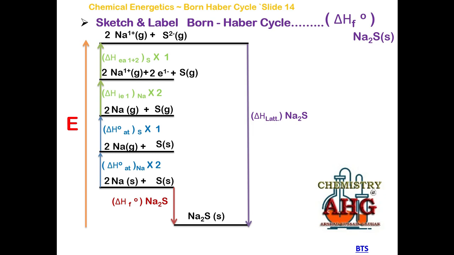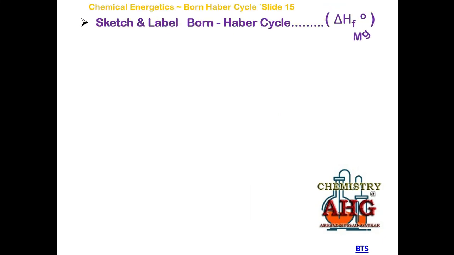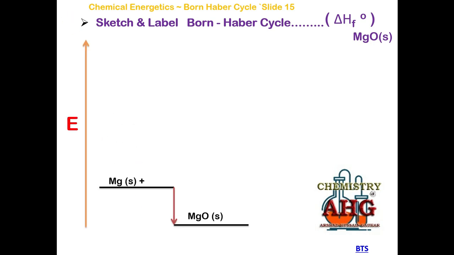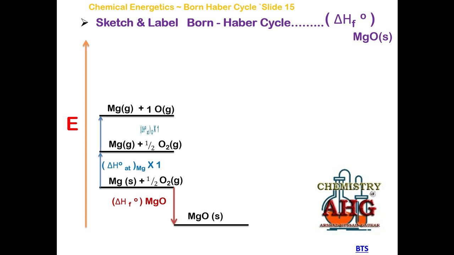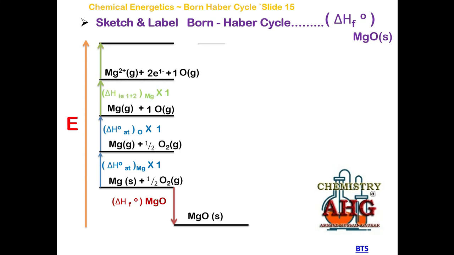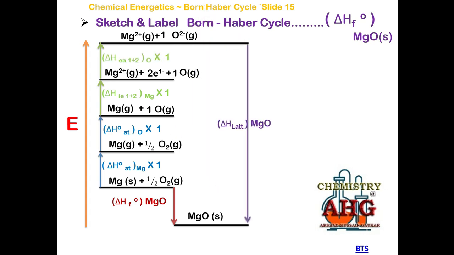So in both ways it is acceptable. Okay, check it out. I hope you would have done correctly. One last example that you can practice: sketch and label the Born-Haber cycle for magnesium oxide. Okay, if you have practiced this time, check it. This is the direct path, indirect atomization of magnesium, atomization of oxygen, first and second ionization energy of magnesium, first and second electron affinity of oxygen, and lattice enthalpy.